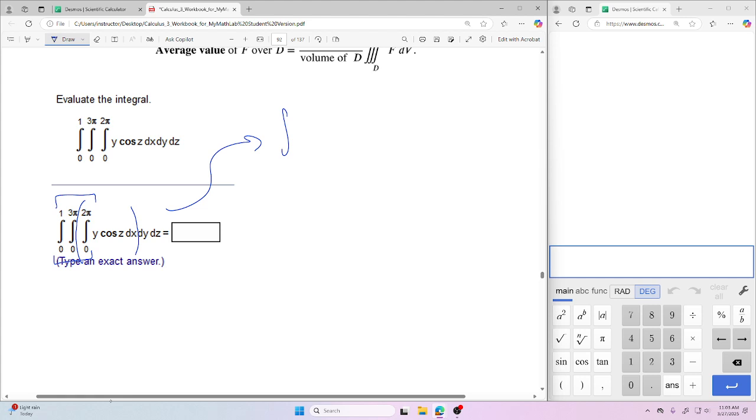So let me be weird, and I'm gonna do y cosine of z, and I'm going to do dz, dy, dx because I'm just strange like that. But I want to make sure I do this right. My z was 0 to 1. Am I correct? Okay. That's strange. I don't like that, but it'll be fine. My y was 0 to 3 pi, and my x is 0 to 2 pi.